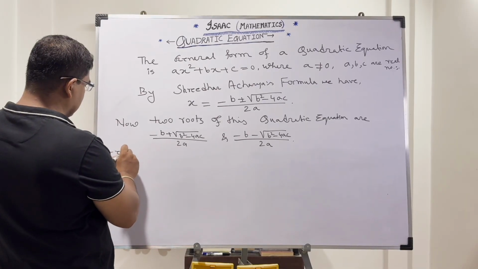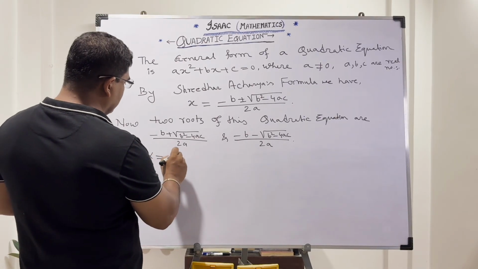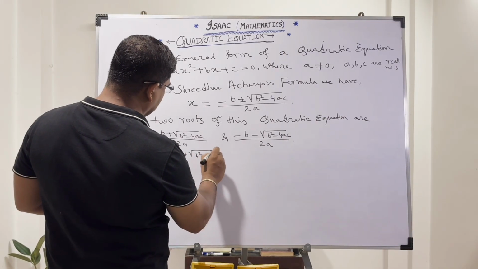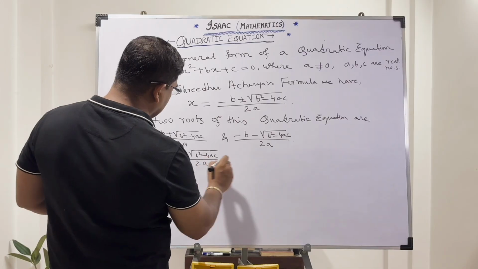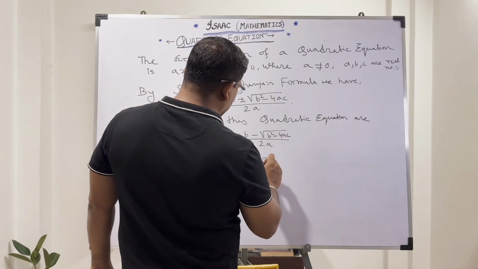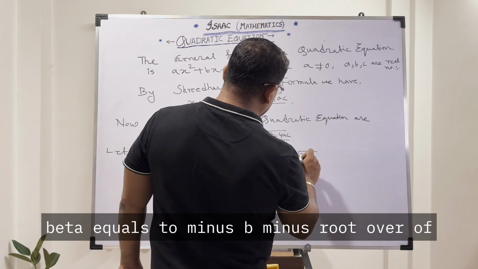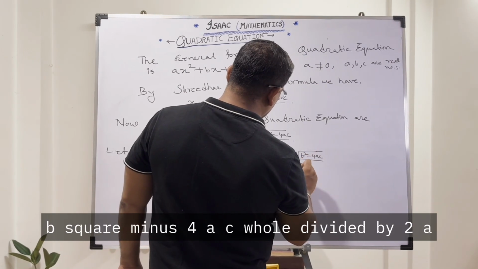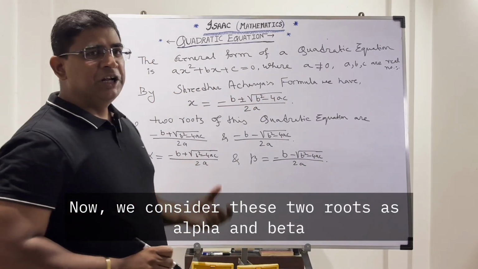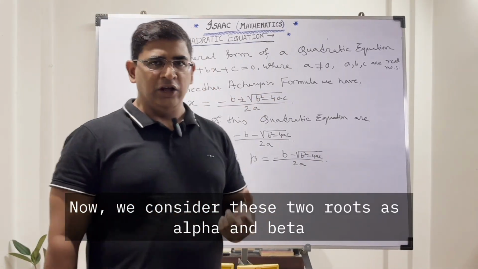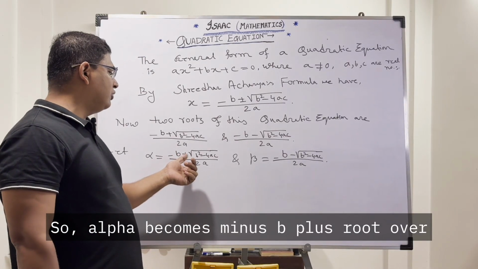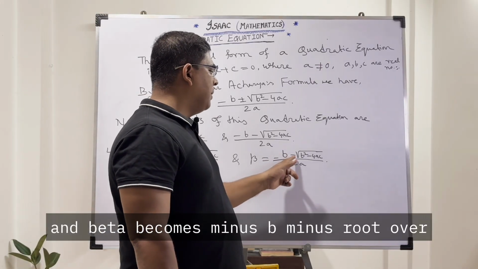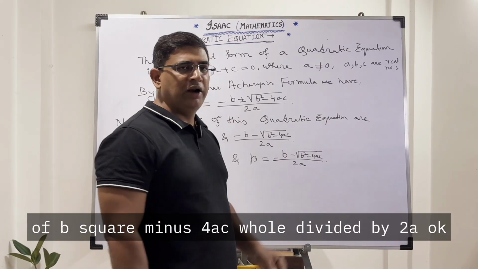Let alpha equals to minus b plus root over of b square minus 4ac whole divided by 2a and beta equals to minus b minus root over of b square minus 4ac whole divided by 2a. Now we consider these two roots as alpha and beta. So alpha becomes minus b plus root over of b square minus 4ac whole divided by 2a and beta becomes minus b minus root over of b square minus 4ac whole divided by 2a.